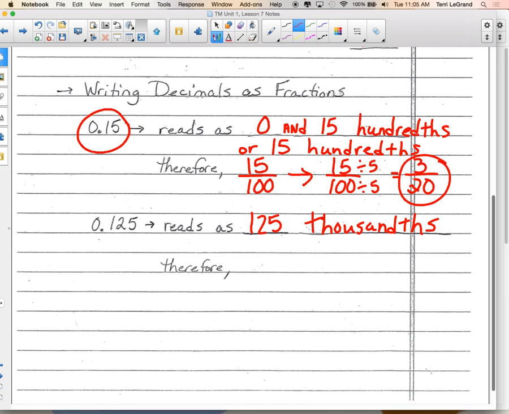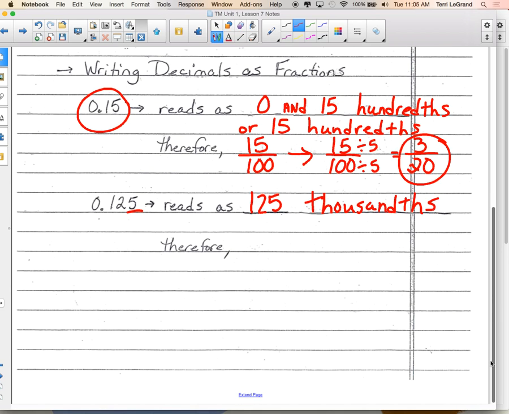In other words, is the 5 right here in the thousandths place? Yes or no? No. Okay, well then what place is it in? This is tens. This is hundredths. This is? Oh, I guess we're going to go with thousandths. Okay, well then that means we can write this as a fraction of 125 over 1,000. Thousandths. 1,000. How do you feel about that?